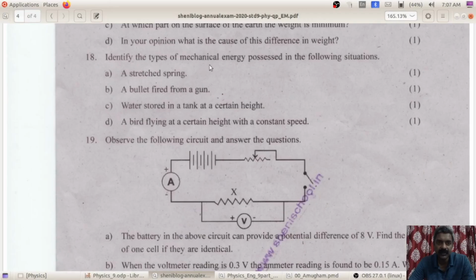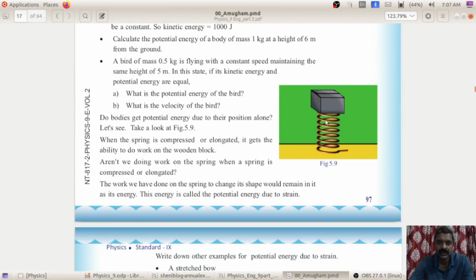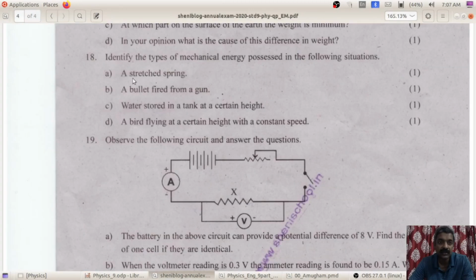Identify the types of mechanical energy possessed in the following situations. A stretched spring, a bullet fired from a gun, water stored in a tank at a certain height, a bird flying at a certain height with a constant speed. This is a stretched spring. Here the energy is called the potential energy due to strain. Here a stretched spring possesses potential energy.